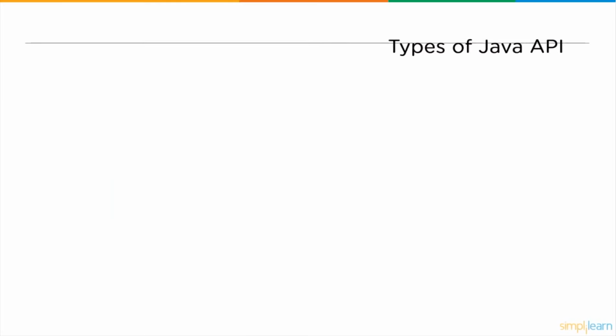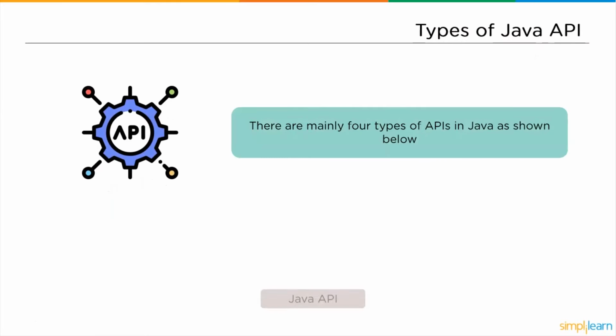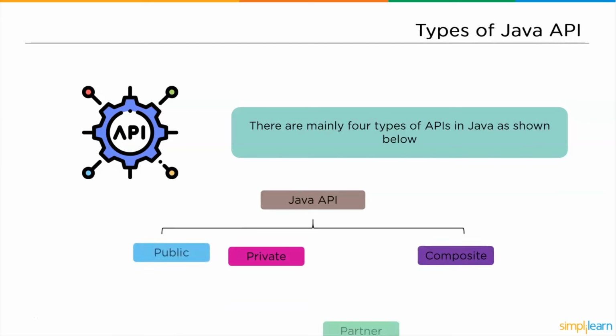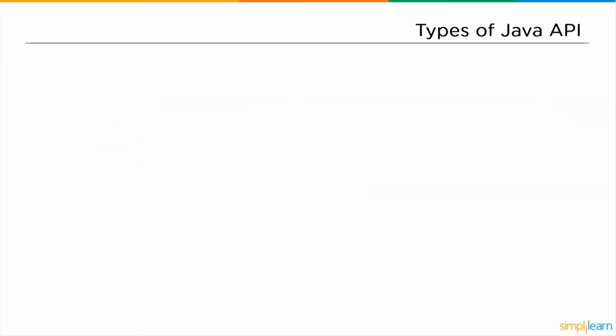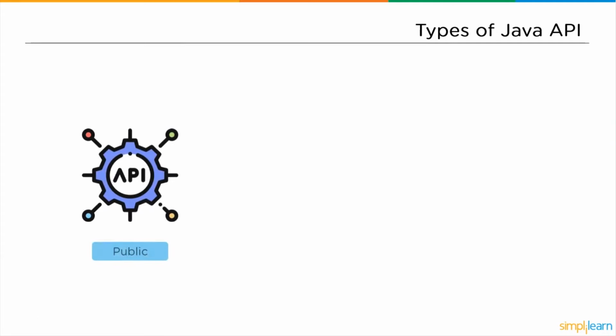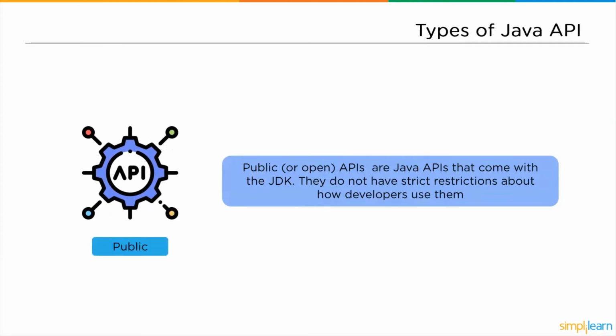So basically there are 4 different types of APIs in Java. They are public, private, partner, and composite. We will discuss each one of these APIs in a bit more detail. At first, we will deal with the public API. So what are public APIs? Public means open. So public or open APIs are Java's APIs that come with the JDK, and they do not have any strict restrictions about how developers use them.